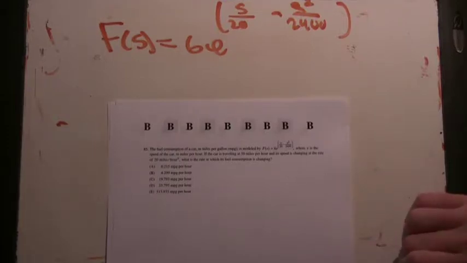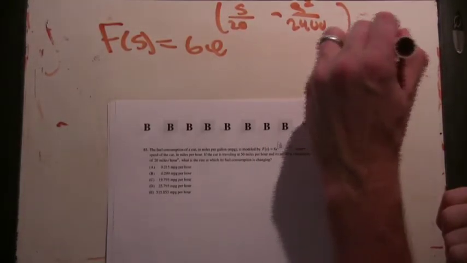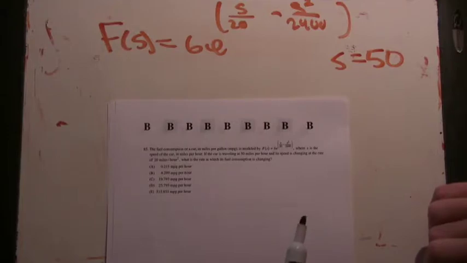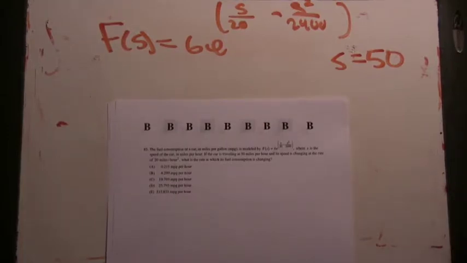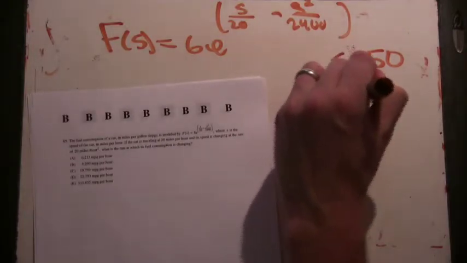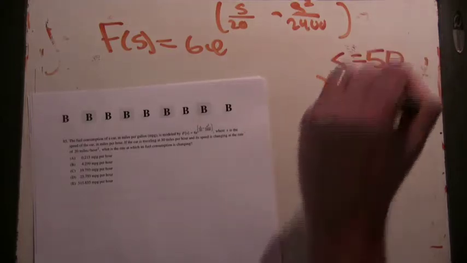And we know that s starts off at 50. So s starts off at 50 miles per hour. The car's traveling 50 miles per hour, so s equals 50. And then we know its speed is changing at 20 miles per hour, so s prime is 20. So ds dt is 20. So at what rate is the fuel consumption changing?